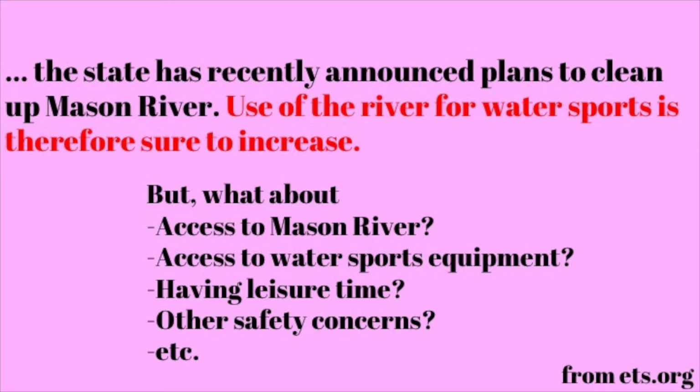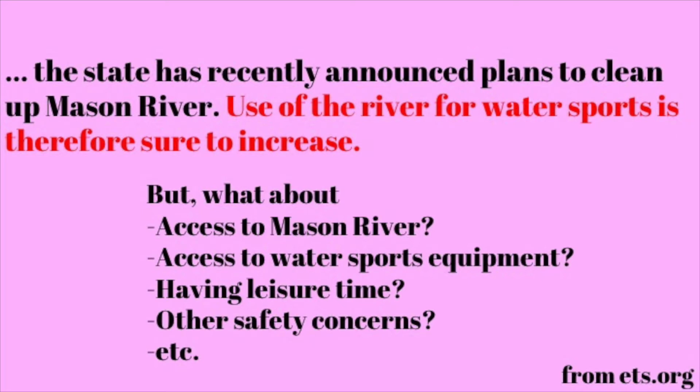My first tip is to keep everything text-based. This means that you have to recognize the assumptions that you yourself make when reading the question, and you can highlight these as potential logical fallacies to write about in your paper. As I edit this video, I realize an example would be really helpful to illustrate my point. This is taken from the official GRE website, which says, "The state recently announced plans to clean up Mason River. Use of the river for water sports is therefore sure to increase."